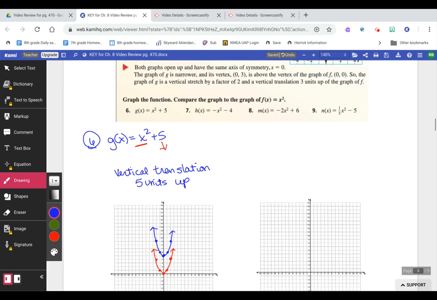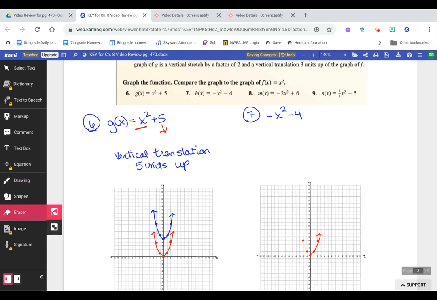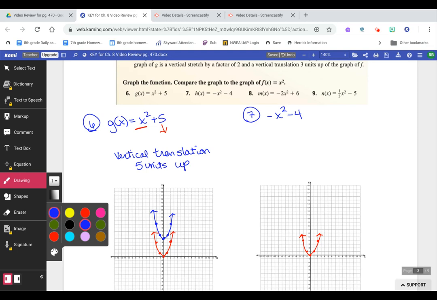For number 7, we have negative x squared minus 4. So the parent function looks like this. All right, so what's happening is we have a negative a. It's still 1, but it's negative, which means that it is going to reflect in the x-axis. It's not stretching or shrinking. And then we're moving the vertex down 4.